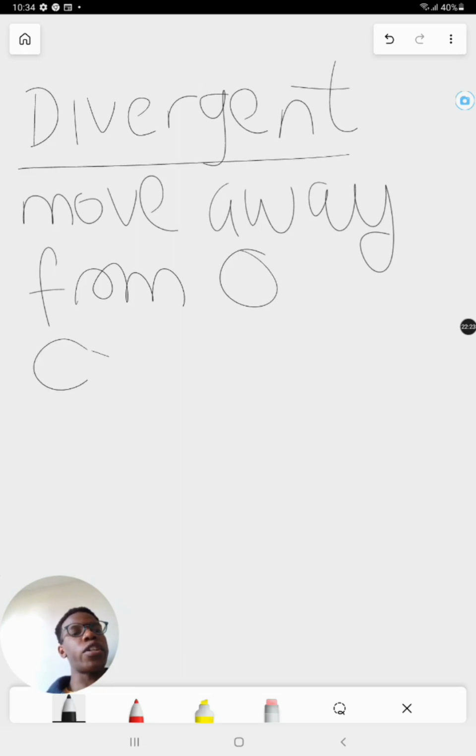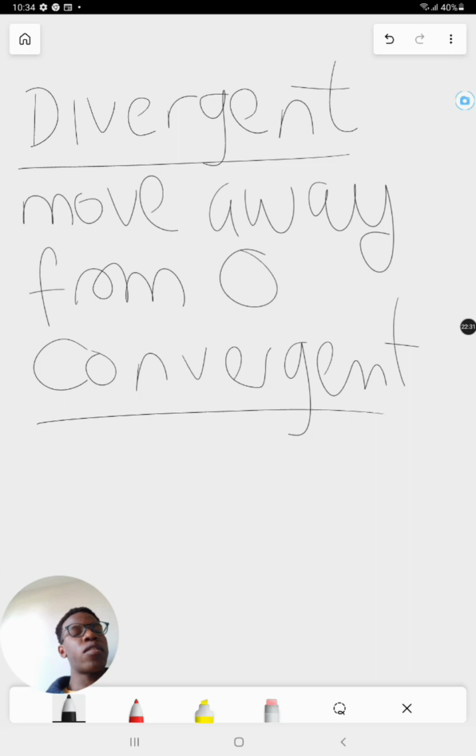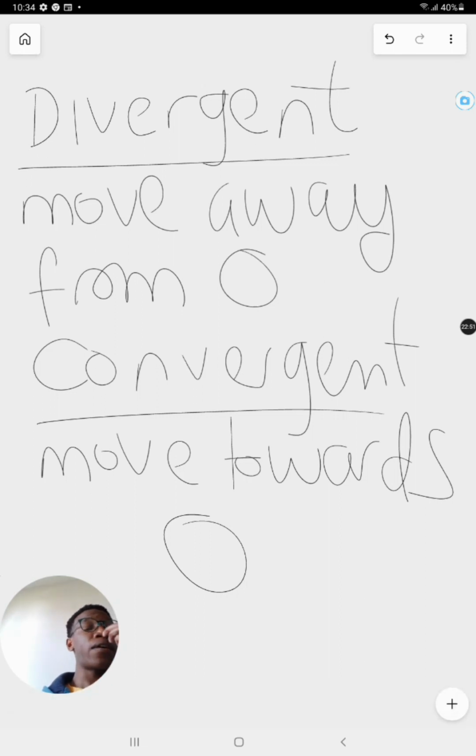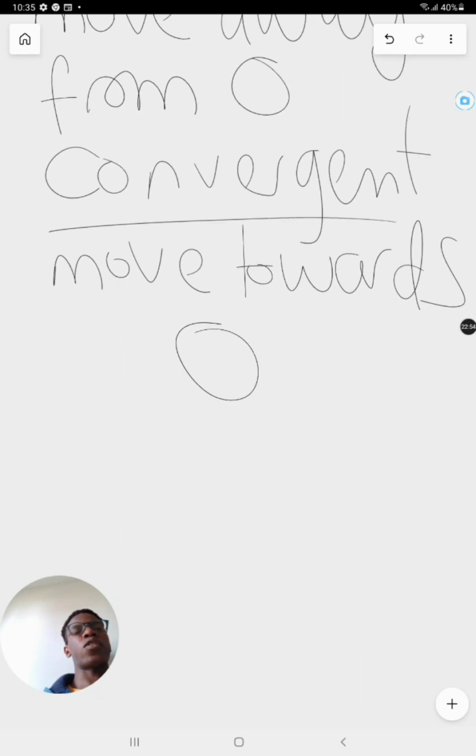And then convergent sequences and series move towards 0. They approach 0. This is a very simplistic definition of what a divergent and a convergent series and sequence is, right? So if you remember this, it should be enough to make you understand when a series is divergent and when a series is convergent. The magnitude of the terms either move towards or away from 0.